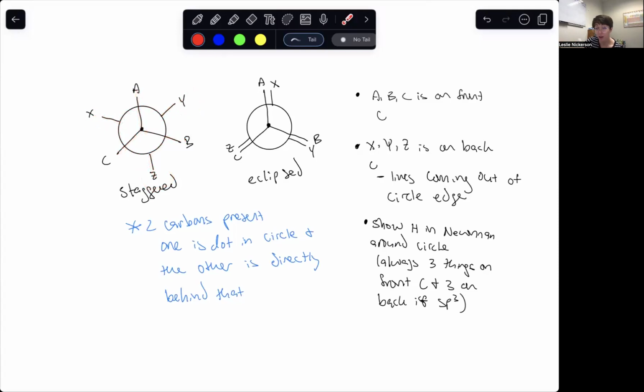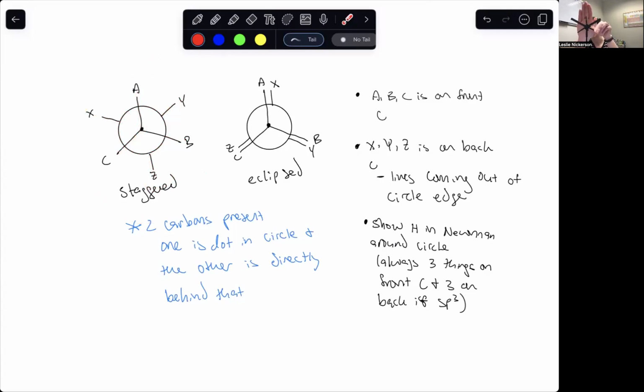Making sure that we're not putting everything on that front carbon is really important here. And then we've got the two carbons, one is there, and the second carbon is just right behind that dot. So we have two forms that we can think about. These can be staggered, which is what we have here.